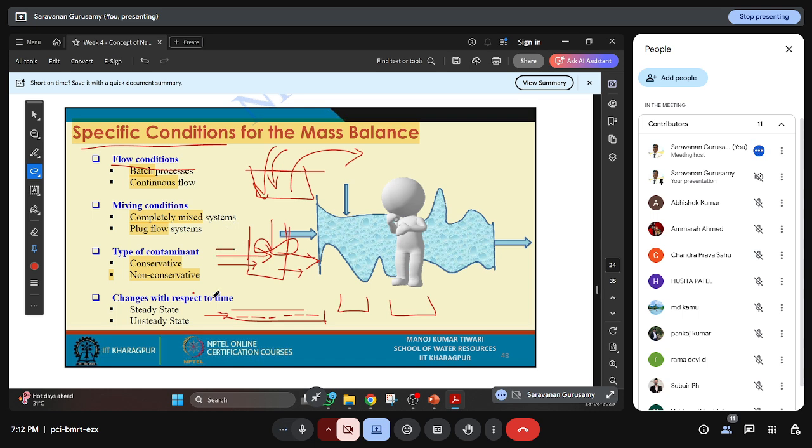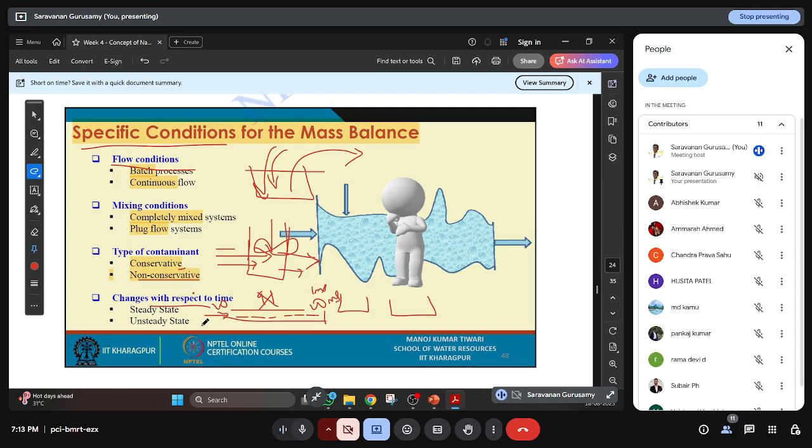You can also split by type of contaminant, conservative or non-conservative. Whenever 10 milligram of pollutant is entering, and after 10 hours the same 10 milligram is still there, it is called a conservative pollutant. It's not degraded. But non-conservative is where 10 milligram is degraded into 1 milligram, so 9 is degraded or removed from the system. BOD is non-conservative. Conservative pollutants are like pesticides and pharma products.